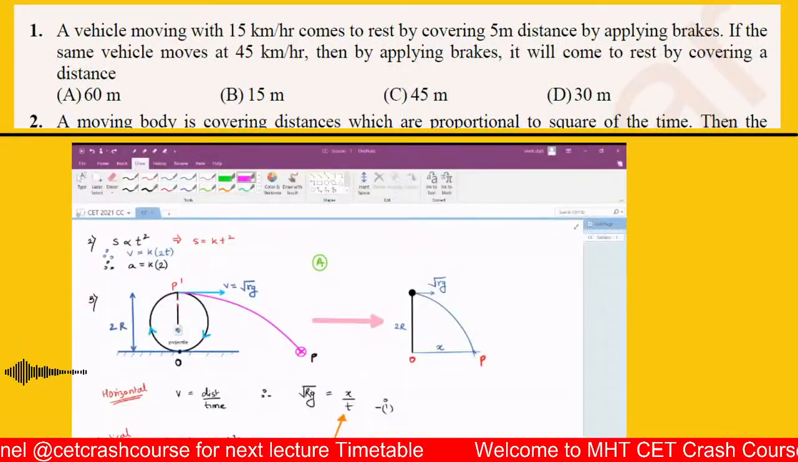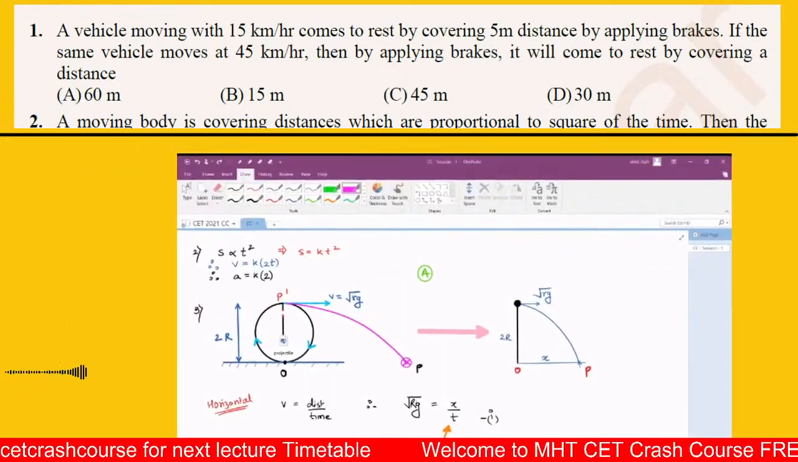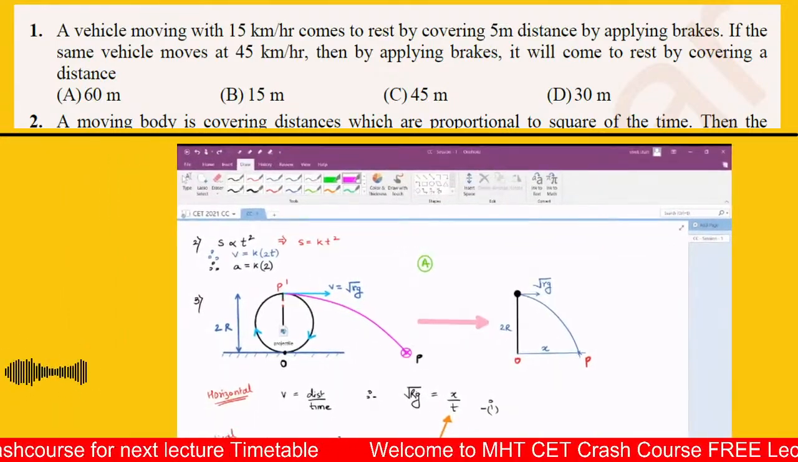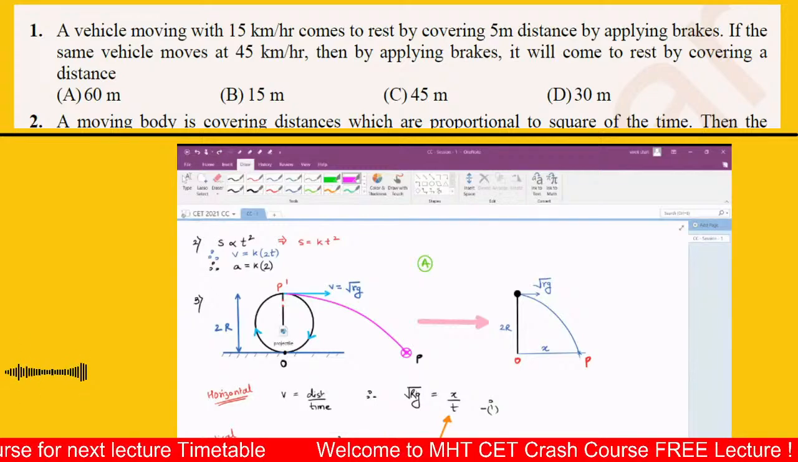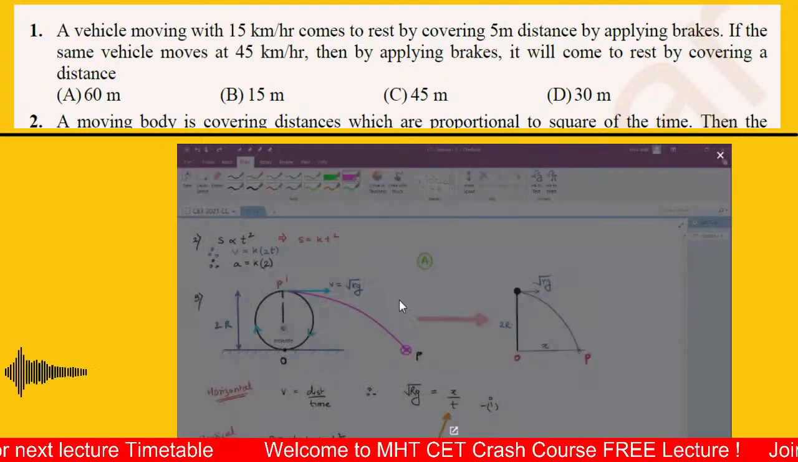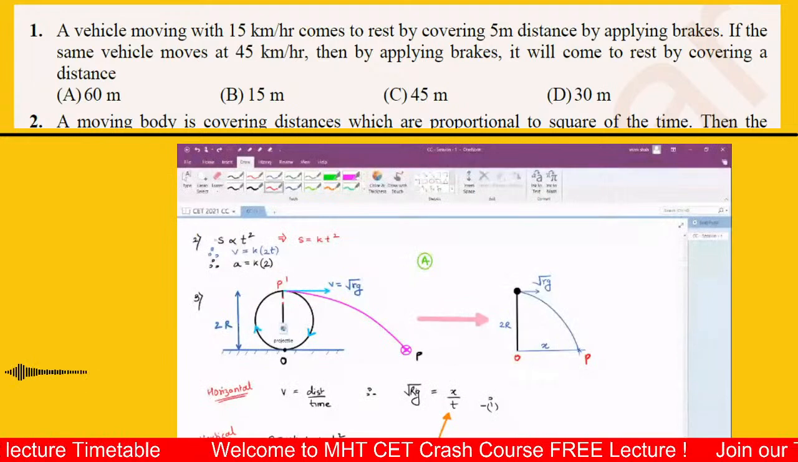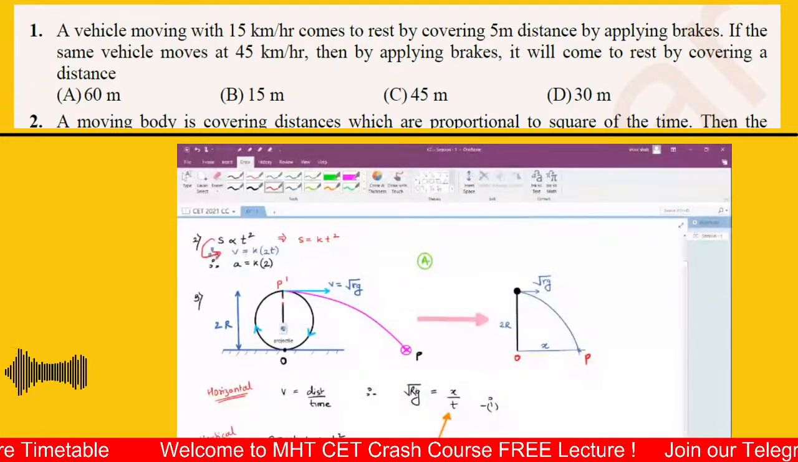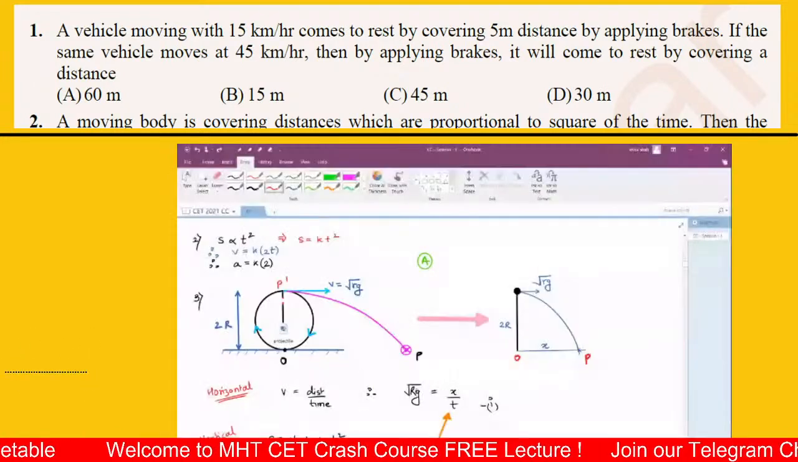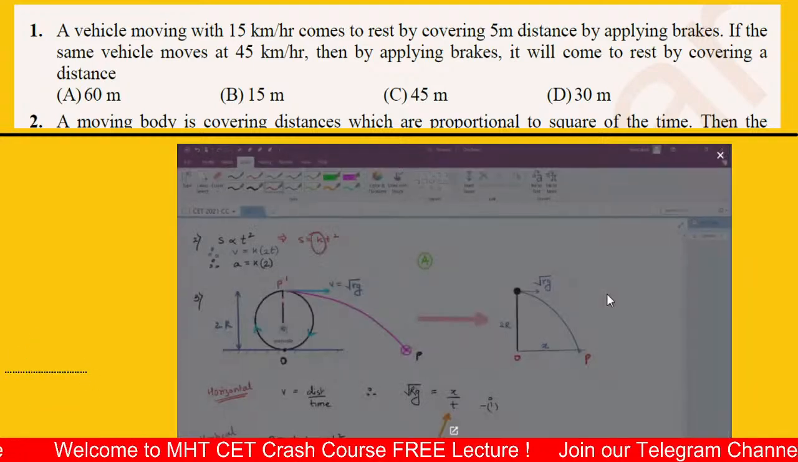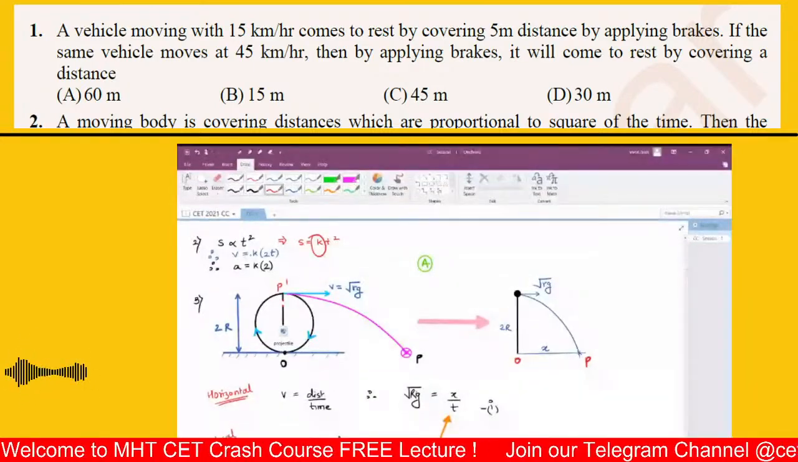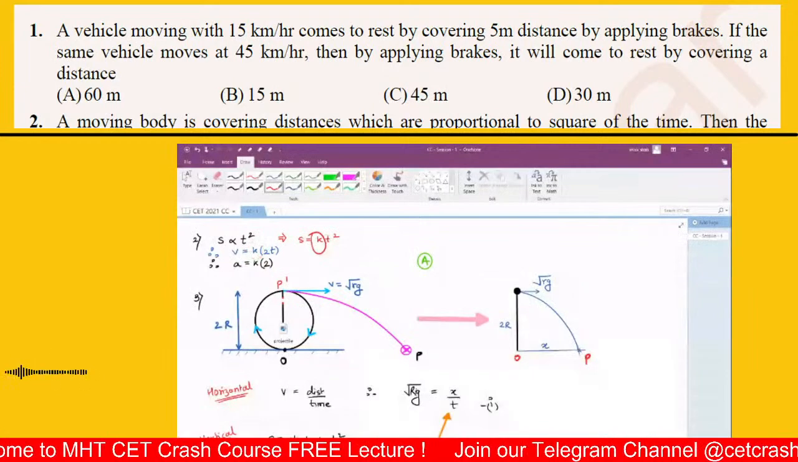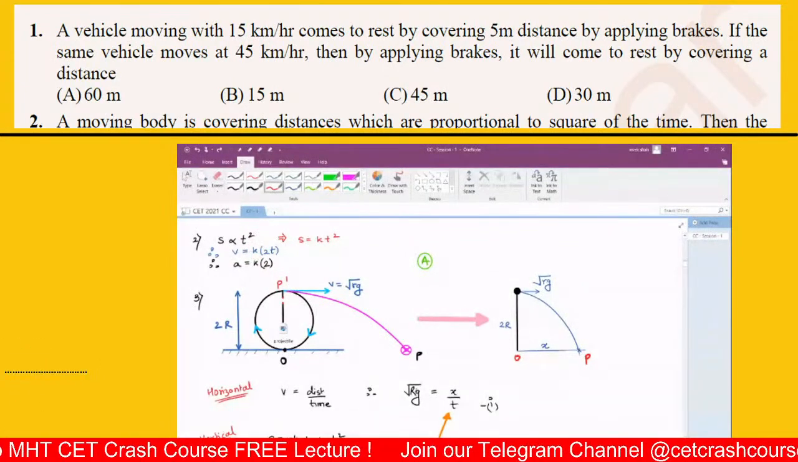So we will have to differentiate displacement 2 times. So one time when you find the derivative, you will get v. Then s, k is written as it is, and the derivative of t square is 2t.